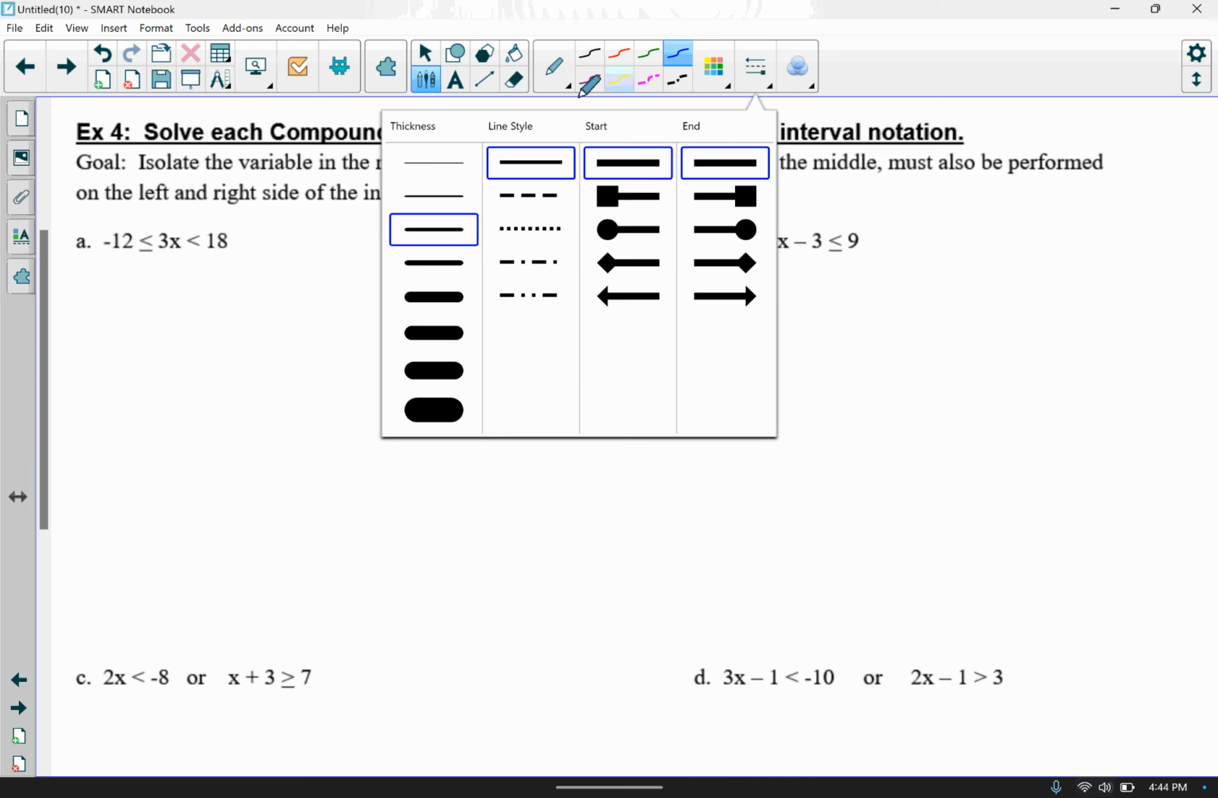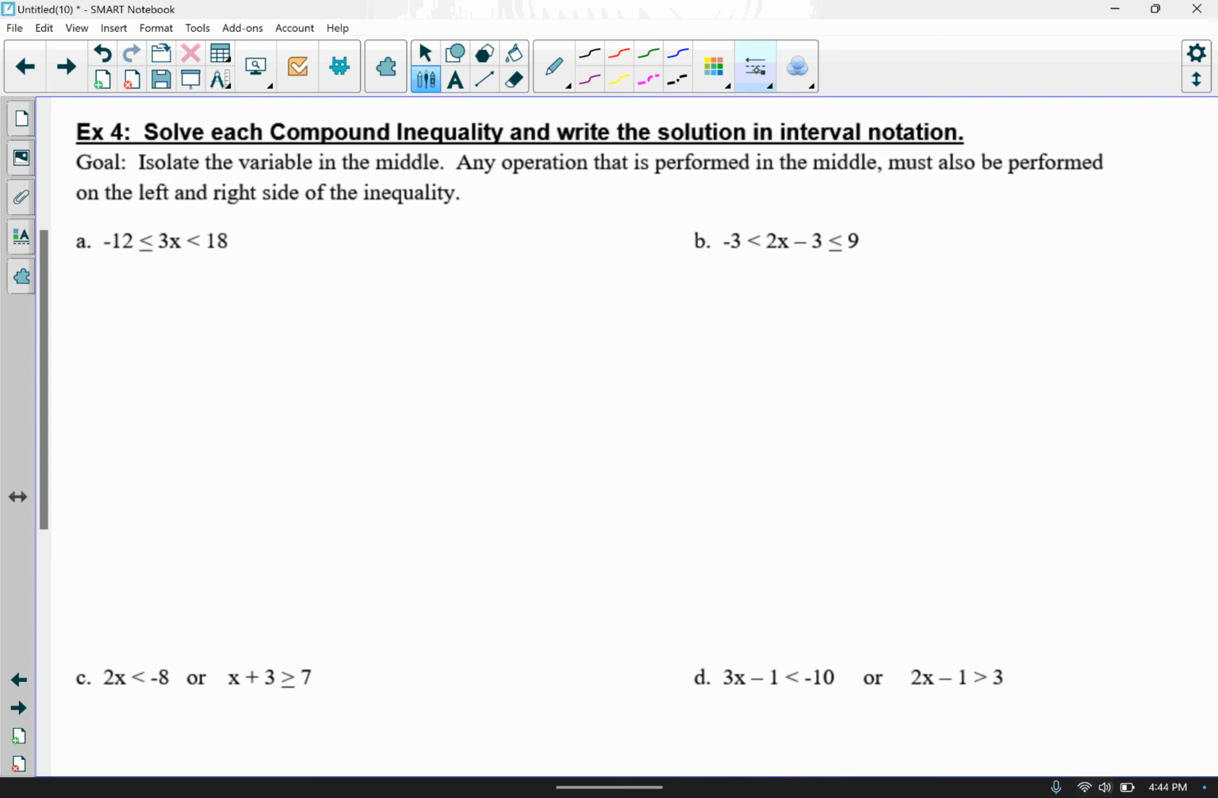So if I'm trying to get that x all by itself, then I want to treat it like a normal equation. So this is 3 times x. So to undo that multiplication, divide. But whatever you do to the middle, you've got to do to the right and to the left. You've got to do it to all 3 parts. So it cancels out in the center, and now it's saying that x is between negative 12 divided by 3 to negative 4. 18 divided by 3 will give you 6. So what it's telling you now is that x is between negative 4 and 6.